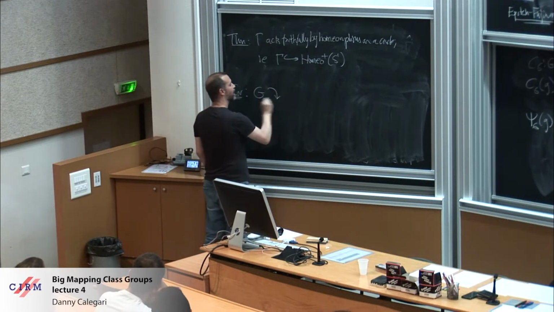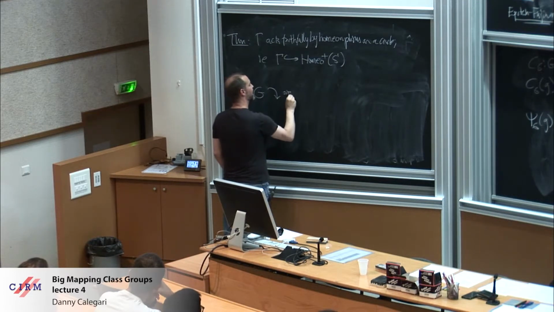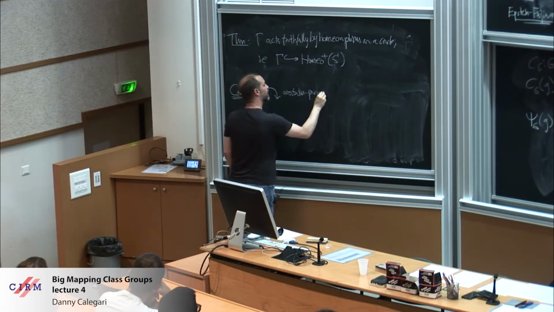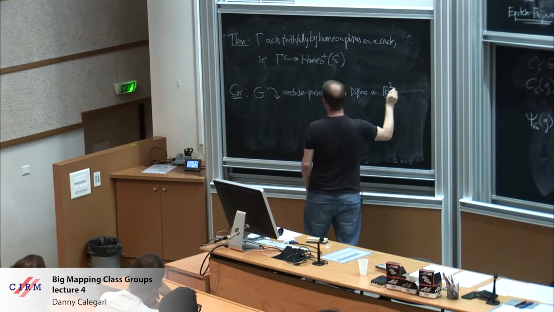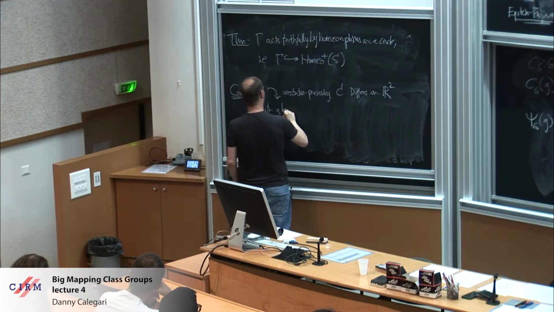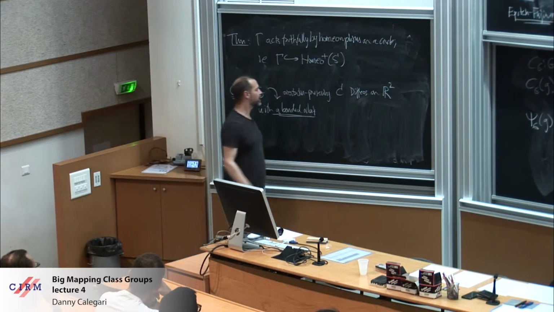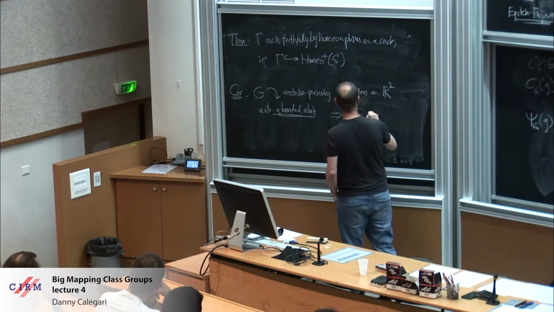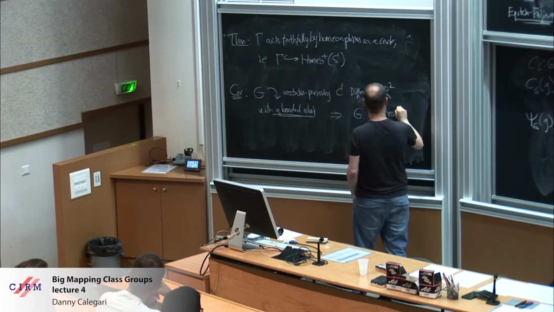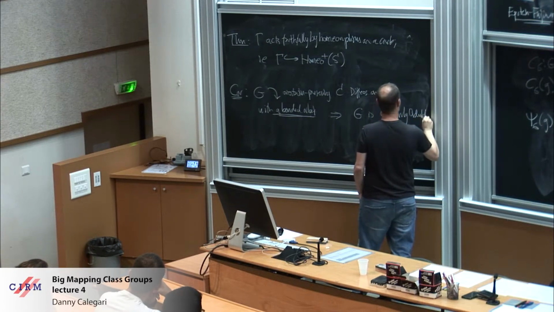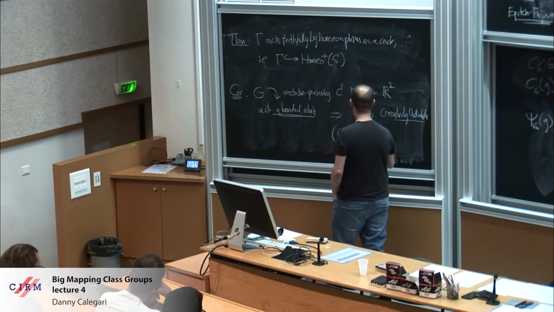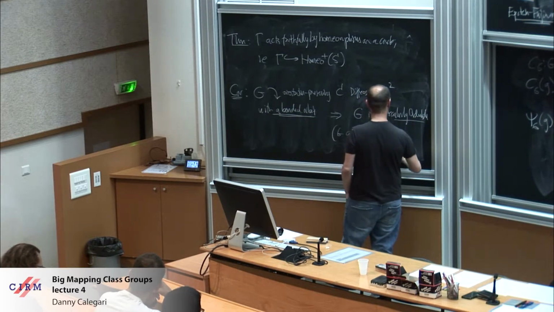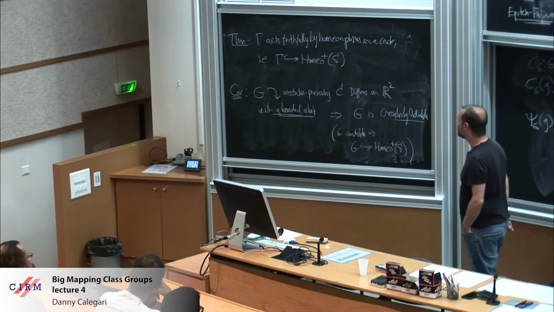Supposing I have a group G, which is acting by orientation preserving C1 diffeomorphisms on the plane with a bounded orbit. So the hypothesis is that there's some bounded orbit. Then the conclusion is actually that the group G is circularly orderable. And that implies, if G is countable, that there's an injective homomorphism from G to the group of homeomorphisms of the circle. You may or may not find this surprising.